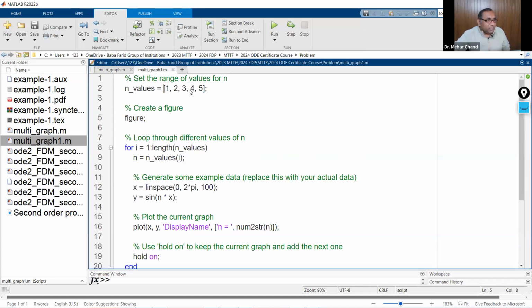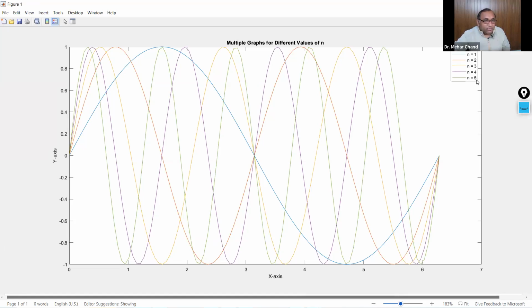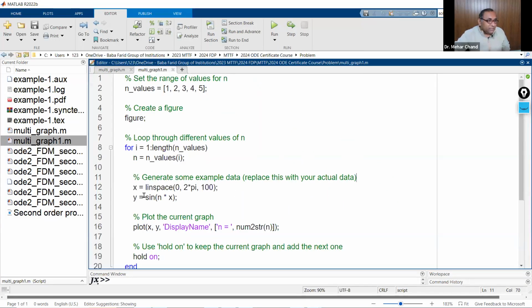I also tried to put one more example for the same. Here it is 1, 2, 3, 4, 5. The approach is the same. When you execute, you see for n equal to 1, n equal to 2, n equal to 3, n equal to 4, and n equal to 5, we have multiple graphs by using a single code. Here we have x, and here we have y. This is the linspace.